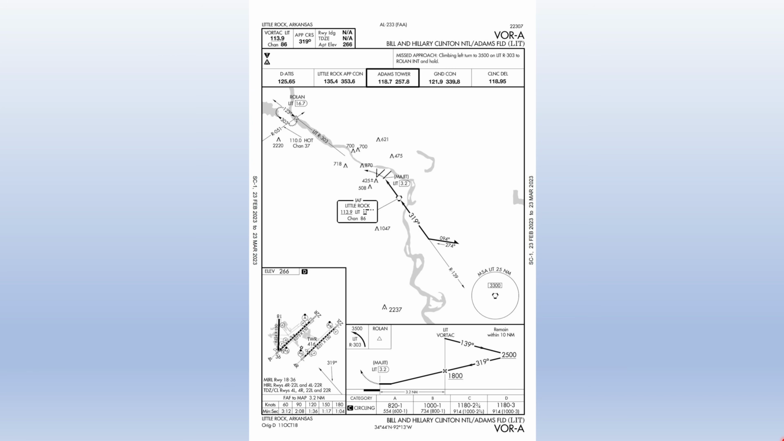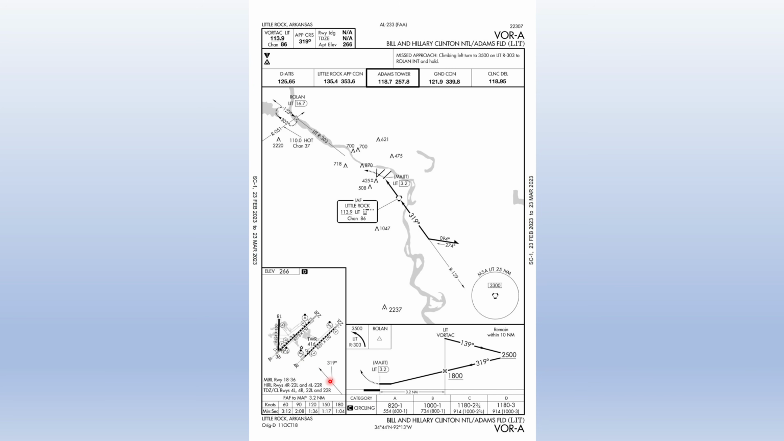Any approach that is solely a circling approach will have a letter in the procedure title. For example, this VOR approach to Little Rock, Arkansas, Adams Field, is the VOR Alpha, and it's the VOR Alpha because it is circling only. The reason it's circling only is it comes in at an angle where we can't make a straight-in approach to any of the runways.